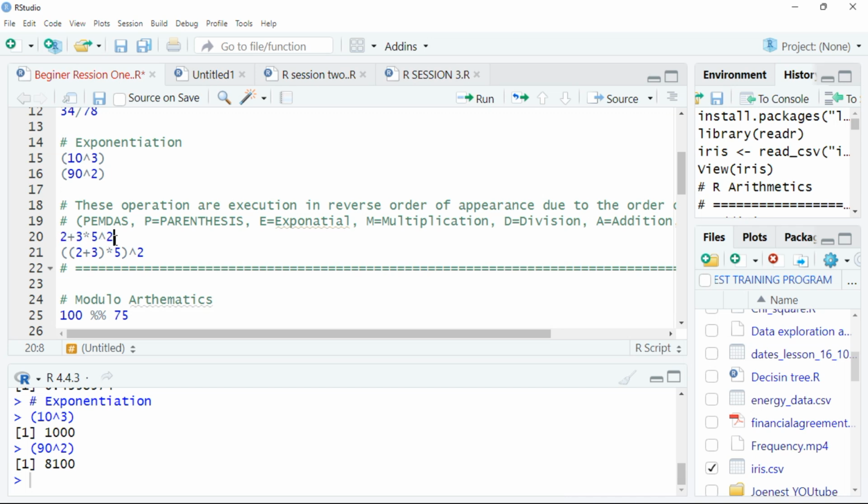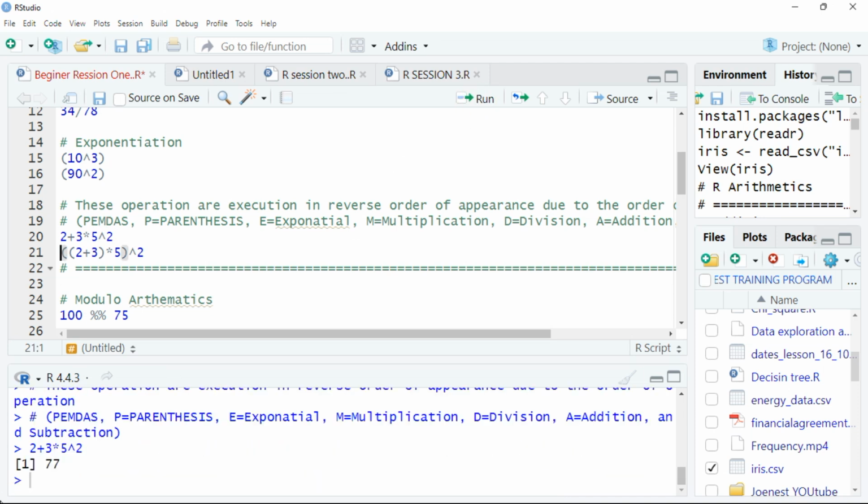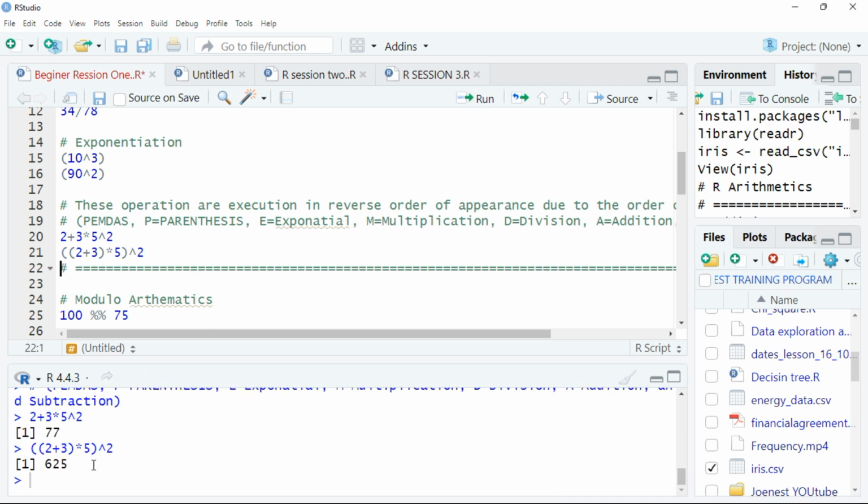So at the end of the day, if you have 2 plus 3 times 5 raised to the power 2 and want to execute it, even if you don't have any parentheses, R will do it according to the order of PEMDAS, right? So once you run this, you are going to get 77. And then also we have this one, bracket open, 2 plus 3 times 5, all raised to the power 2, right? So 2 plus 3 is 5, 5 times 5 is 25, squared. That's going to give us a nice answer, right? So when you run that, we are going to get 625. So that's how we can use PEMDAS to solve a lot, right?